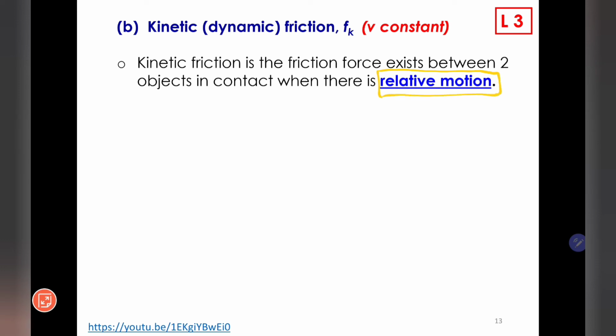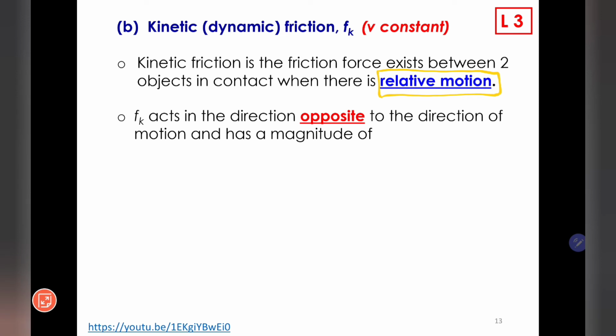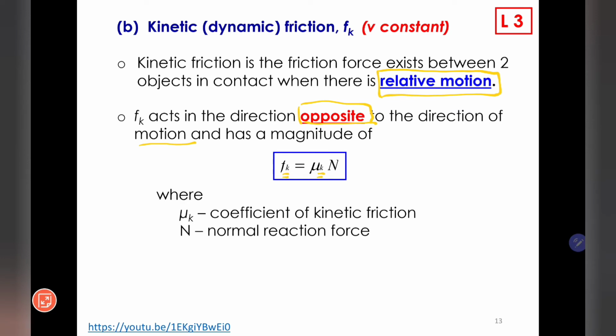All right, so the object is moving now. Kinetic frictional force acts in the direction opposite to the direction of motion. Still the same, still in the opposite direction of motion, and has a magnitude of kinetic frictional force equals mu n. And remember, we are discussing kinetic frictional force, so it must be mu k. So Fk equals mu k n, where mu k is the coefficient of kinetic friction and n is the normal reaction force.